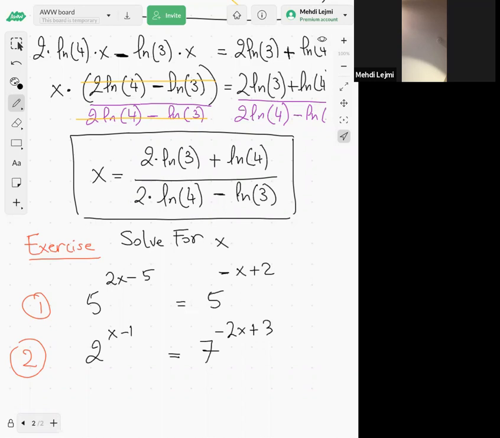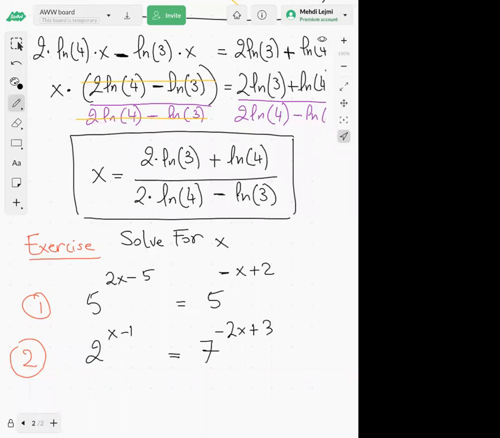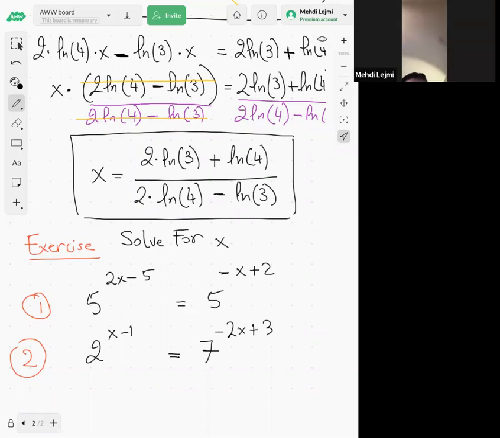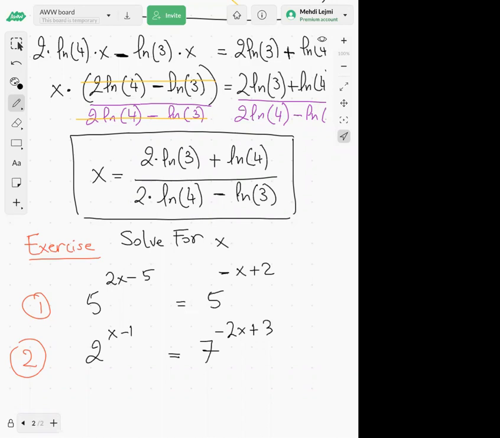All right, guys. Well, any guess for the first one? What will be x for the first? What will be the solution for the first equation? Five. Excuse me. 5.